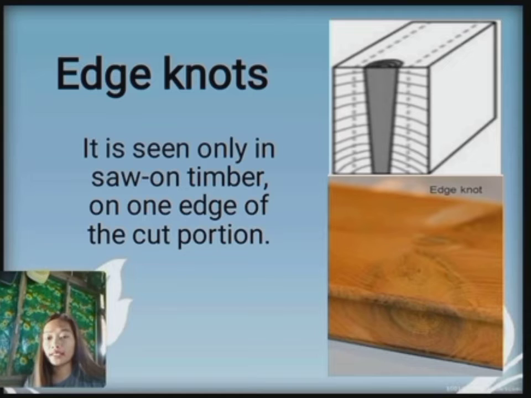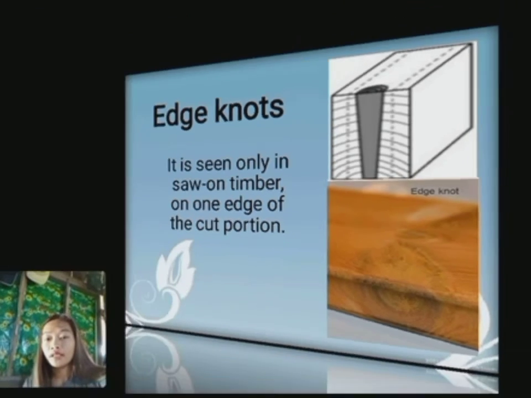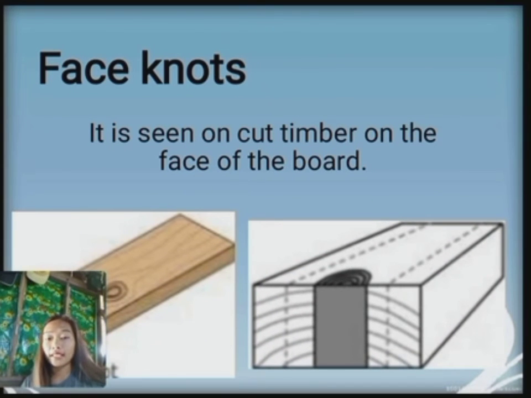It is seen only in sawn timber on one edge of the cut portion. So this picture is shown as an example of the edge knots. The last one is the face knots. It is seen on cut timber on the face of the board. So this picture here is an example of the face knots.